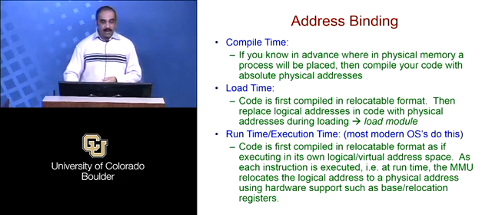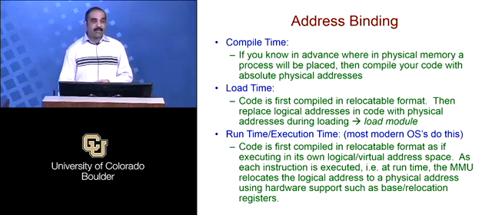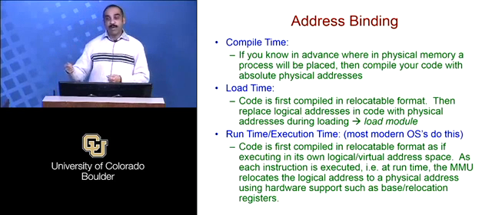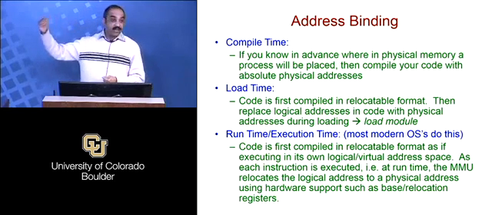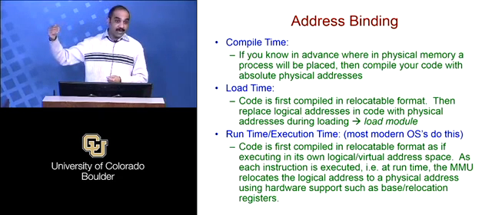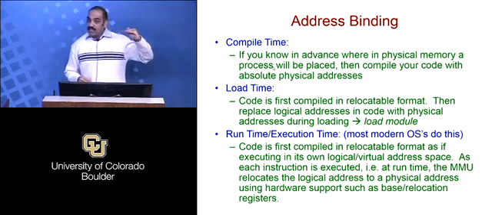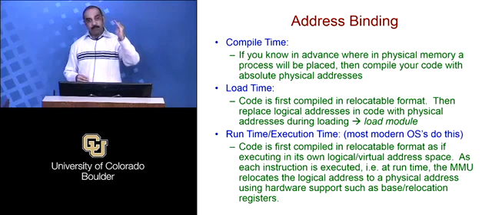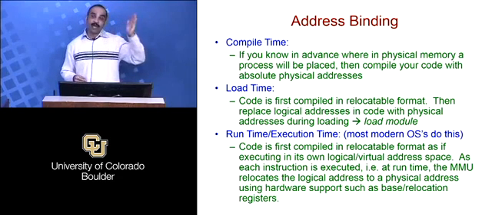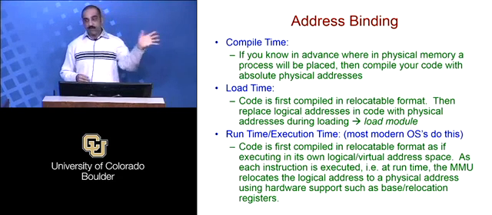Of course, the key problem there is that when you want to run this program, it must be loaded at that starting address, whatever was given at compile time. Is that clear? That is what is called compile time binding. The address where the program is going to be loaded in memory has to be known during compilation, so that you can hard code all the physical addresses in the executable code itself.